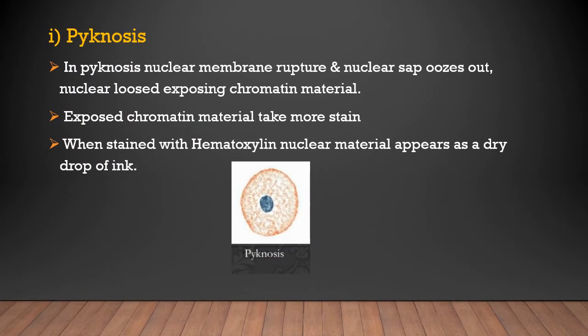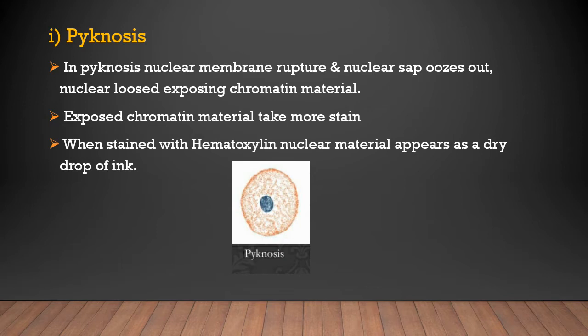First is pycnosis. In pycnosis, the nuclear membrane is ruptured and nuclear sap oozes out, exposing chromatin material. What is the important thing in pycnosis? The membrane of the nucleus is ruptured, and due to the rupture, the nuclear sap oozes out from the nucleus. Then the nuclear membrane is lost, exposing chromatin material to the cytoplasm, and because of it the exposed chromatin material takes more stain.